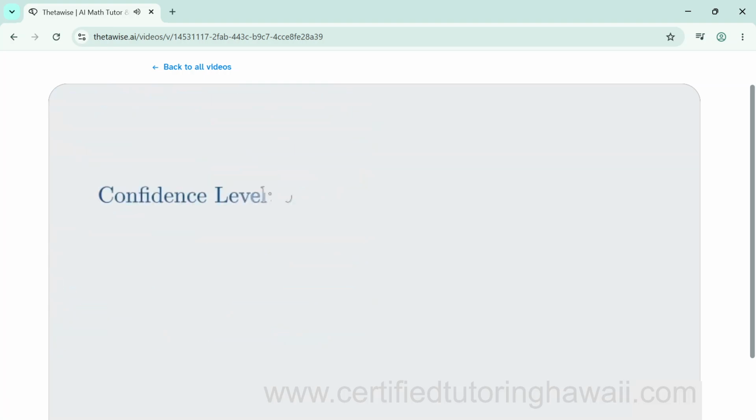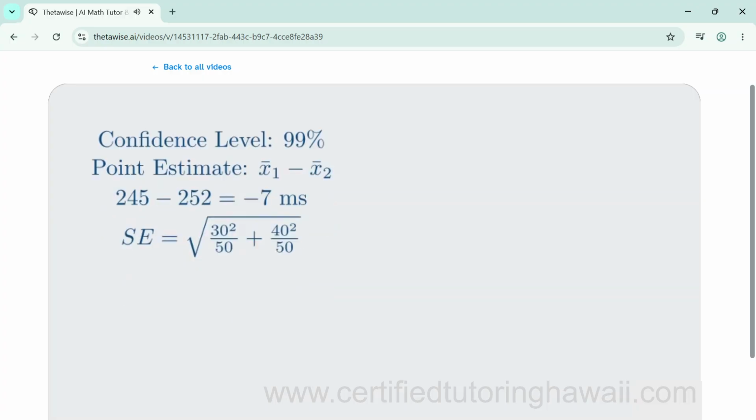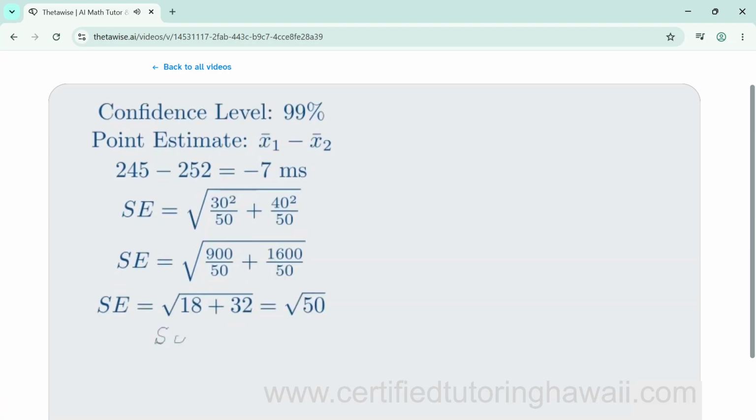Now, let's work through the math for this reaction time study. This time we are aiming for a 99% confidence level, which is quite high. Our point estimate is -7. This indicates that in our samples, the exercise group was 7 milliseconds faster on average than the sedentary group. Now, let's find the standard error. Our standard error is calculated by taking the square root of the sum of the variances divided by their sample sizes. This simplifies to the square root of 50, which is approximately 7.071.